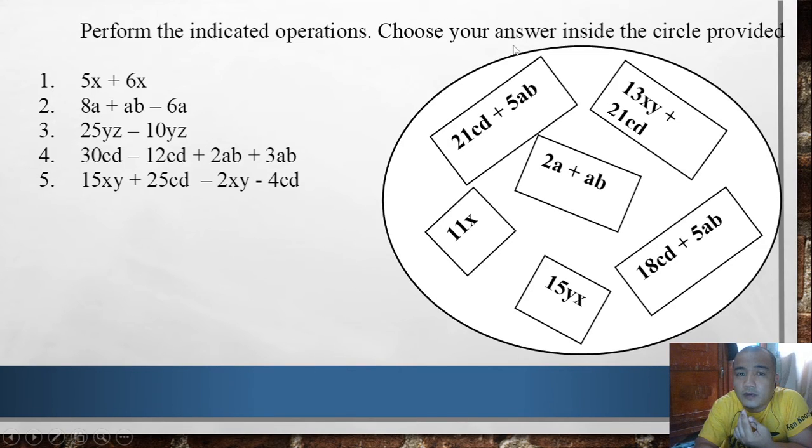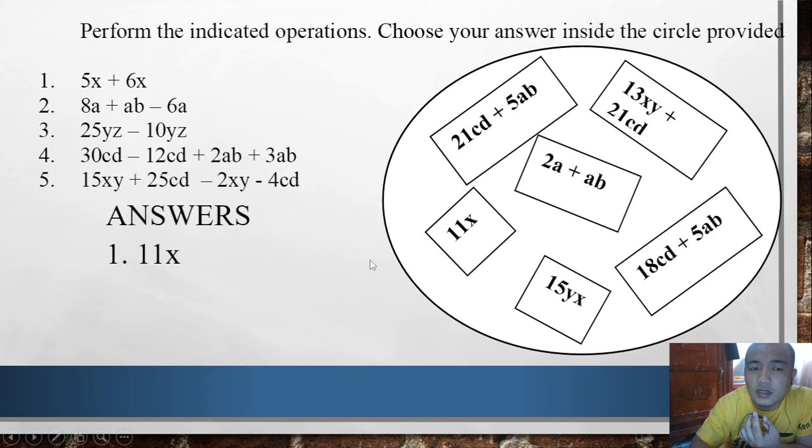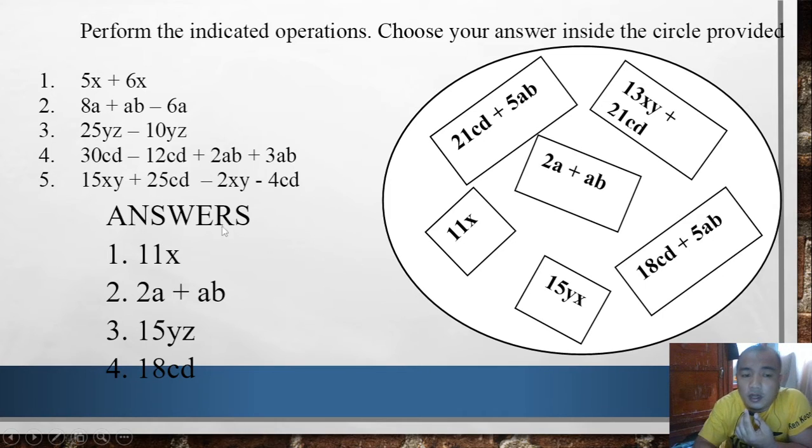Perform the indicated operations. Choose your answer inside the circle provided. The answers of numbers 1 to 5 are inside the circle. So what's your answer for number 1? 11x. Okay, number 2, 2a plus ab. Yes. Number 3, 15yz. It should be yz. And number 4, 18cd.